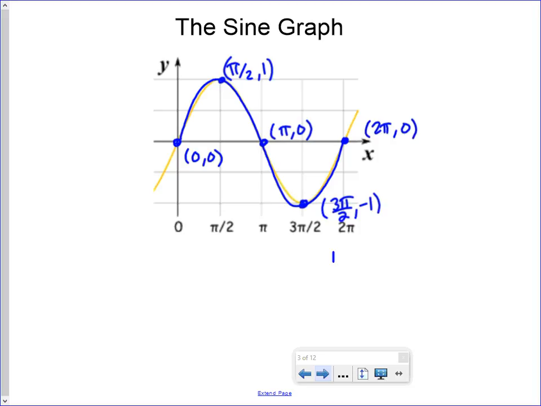Okay, and we also talked about yesterday, just really quickly, the domain for the sine function was going to be all real numbers because it's that smooth curved wave with no starts or stops, and the range was -1 to +1.